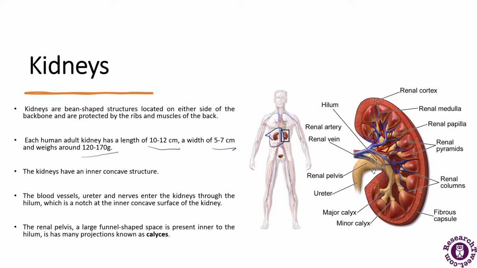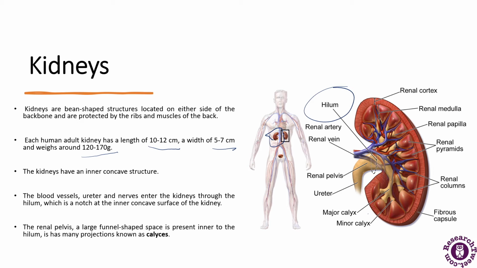The kidneys have an inner concave structure, which you can see shown here. Various blood vessels, the ureter, and nerves enter the kidney through the hilum. This is the hilum, which is a notch. The circle you are seeing in the dotted lines here is the notch at the inner concave surface of the kidney. The renal pelvis, a large funnel-shaped space, is present inner to the hilum, and it has many projections called calyces.